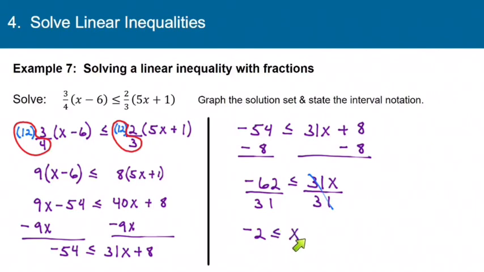Notice that the variable is on the right side, so we want to restate this so the variable is on the left. So if negative 2 is less than or equal to x, that means x is greater than or equal to negative 2. So on the number line, the numbers that are greater than negative 2 are to the right, and we have the bracket there because of the or equal to bar. And now our interval notation will be from negative 2 to infinity, parentheses.